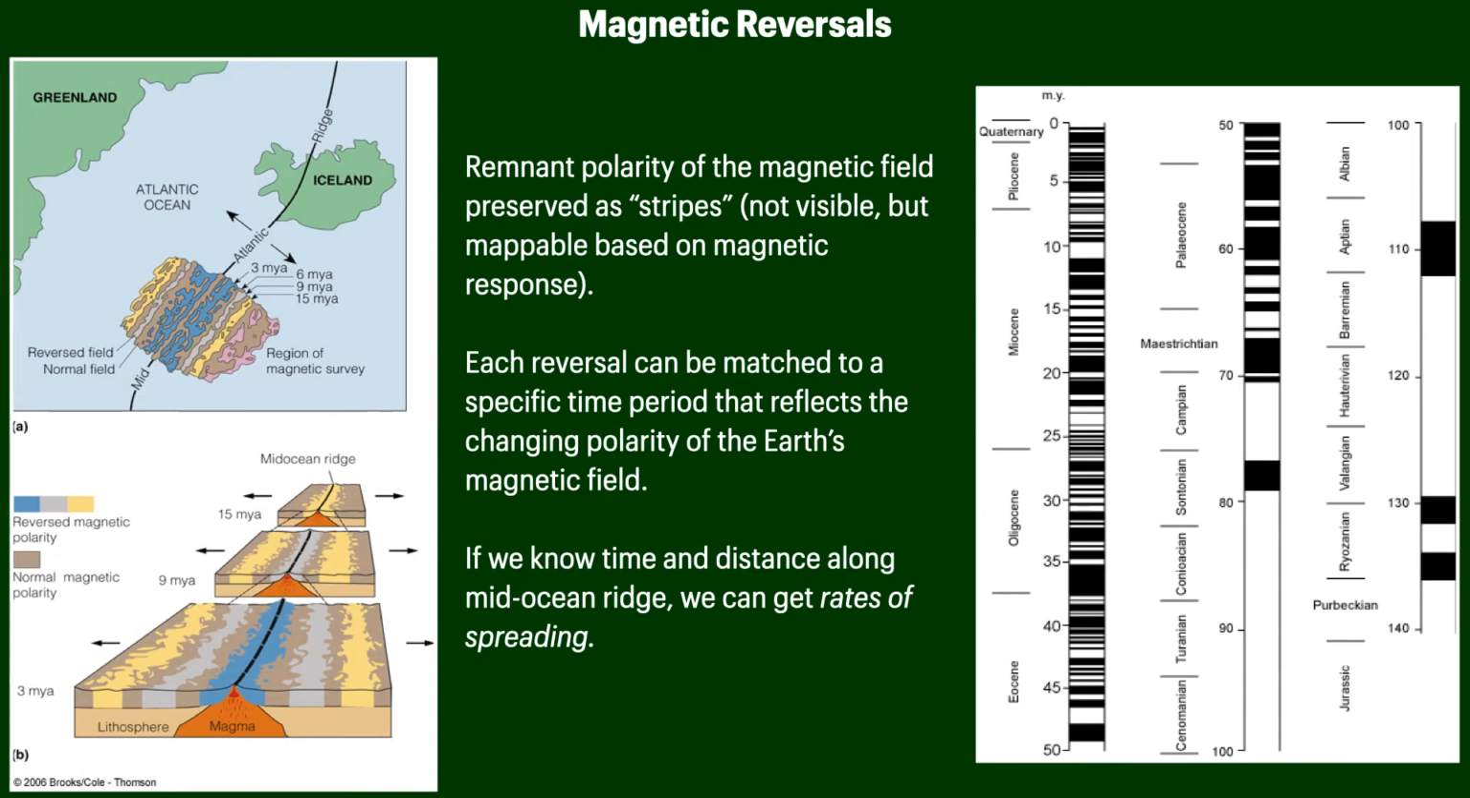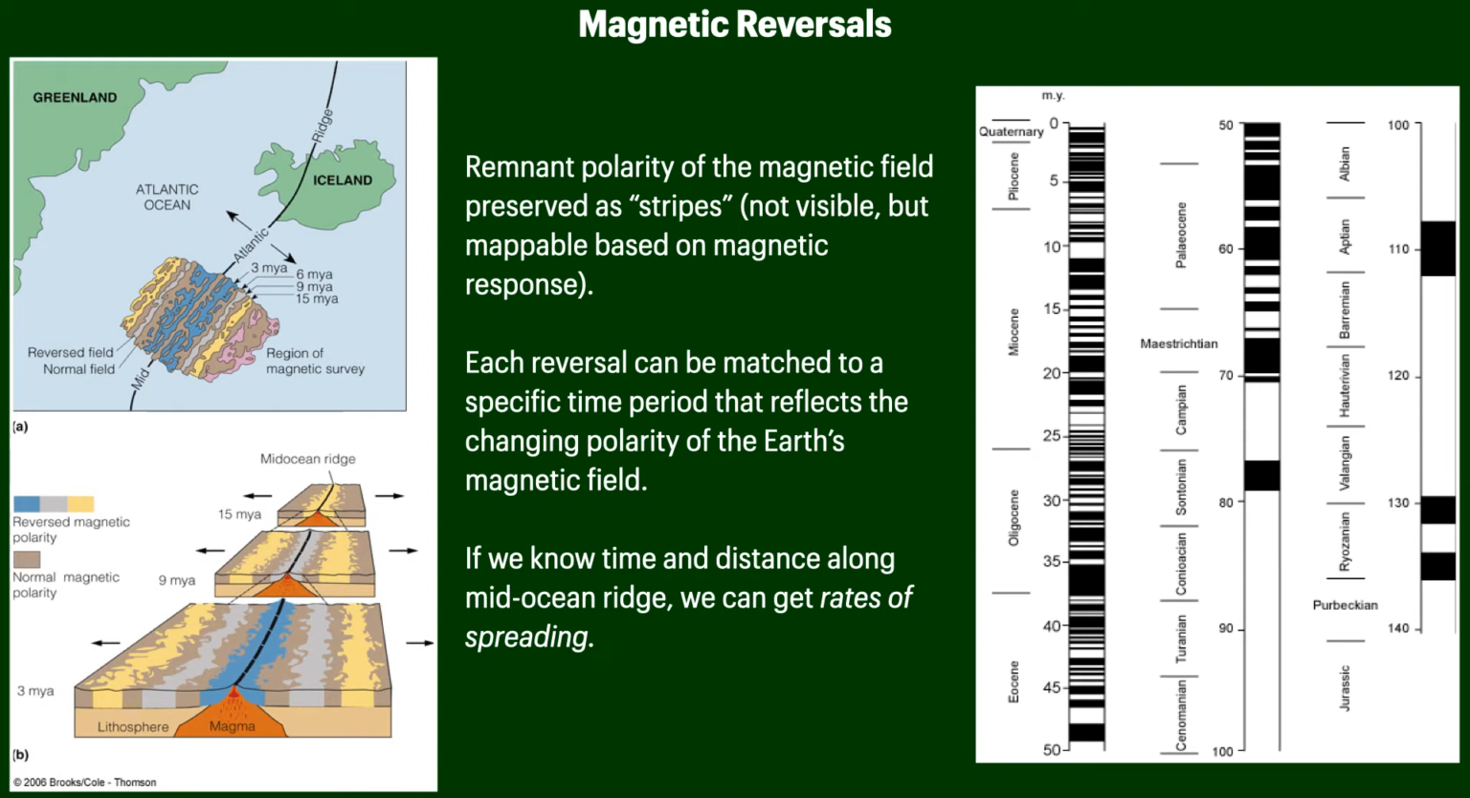So when Hess and Deitz and Tharp mapped the ocean floor, they looked at the physical features of the ocean floor and also the magnetic characteristics. And what they found was that the remnant polarity of the magnetic field is preserved as stripes on the ocean floor. They're not visible, obviously, but they are seen in the magnetic characteristics of the rocks.